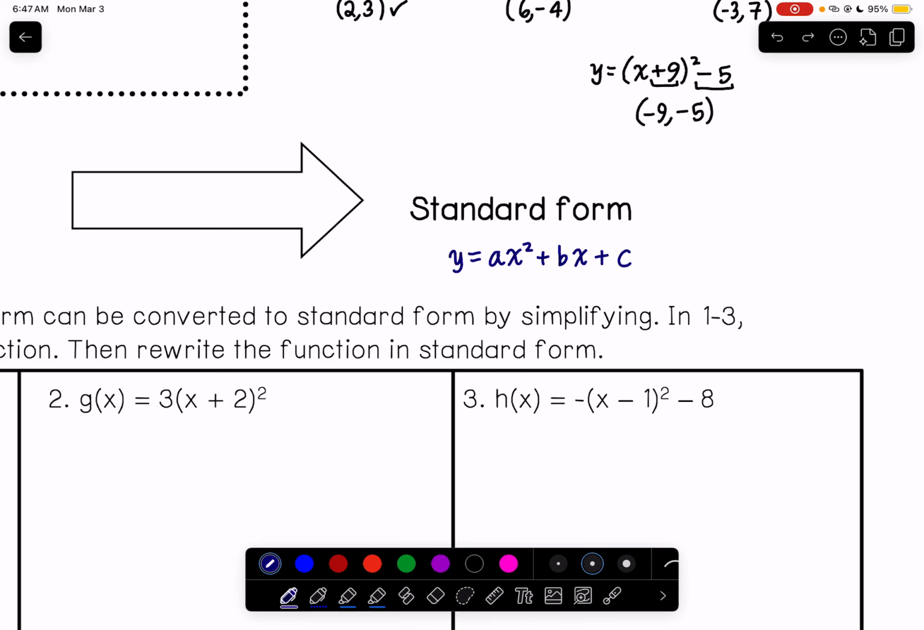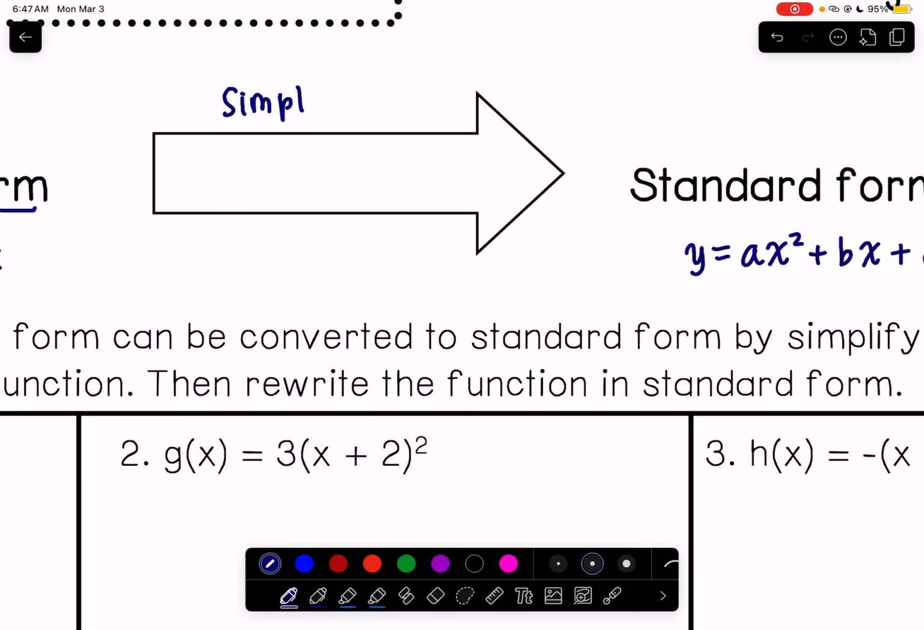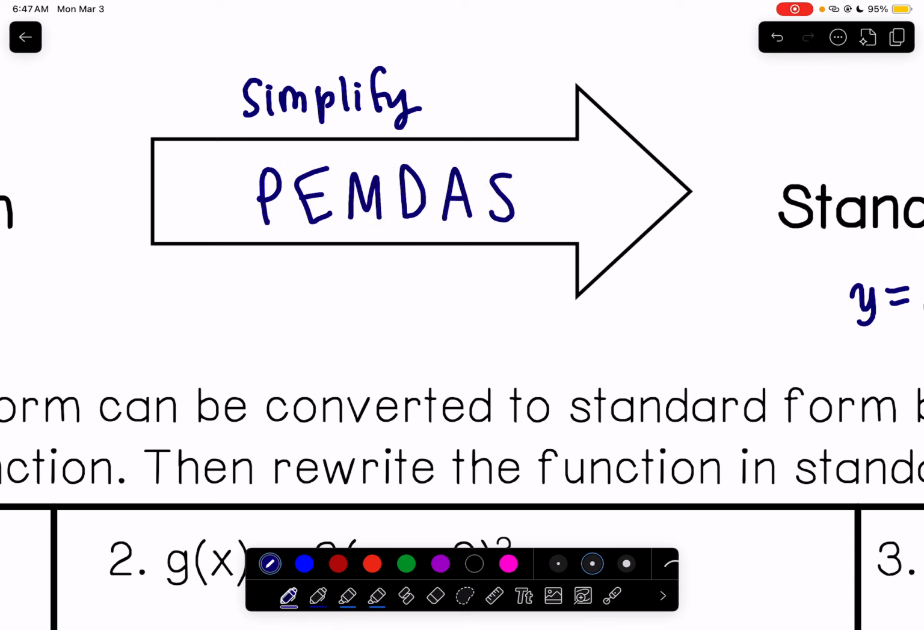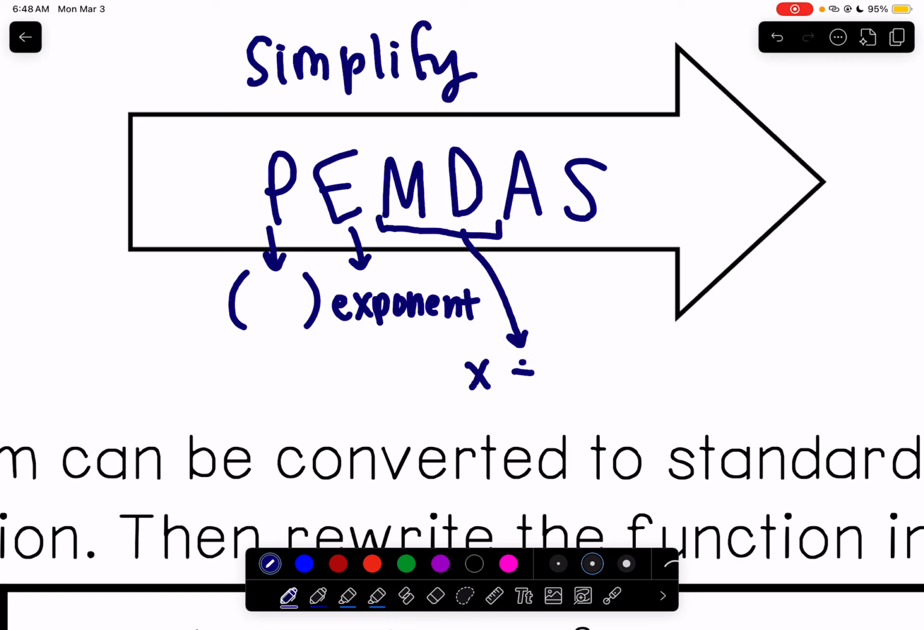So bottom line there, to get from vertex form to standard form, we simplify, which means that we follow the order of operations, or PEMDAS. Okay, quick reminder, if you have not done PEMDAS in a while, parentheses. So if there are like terms in parentheses, then we can go ahead and combine like terms first, and then exponent, and then multiplication and division from left to right, and then addition and subtraction from left to right.